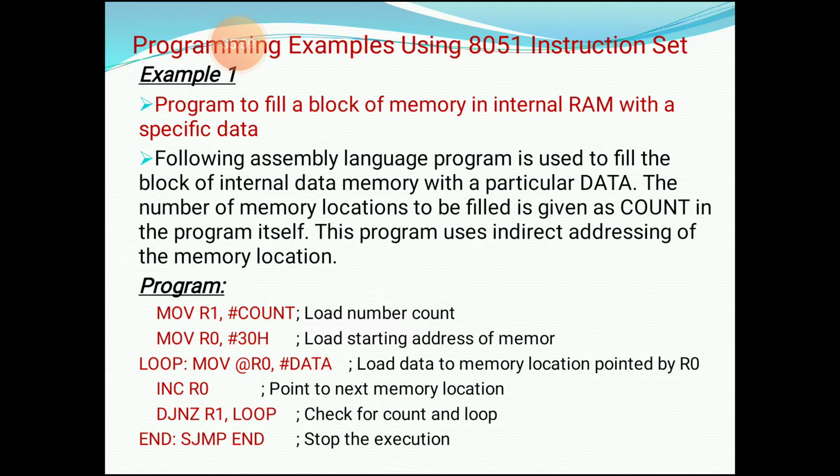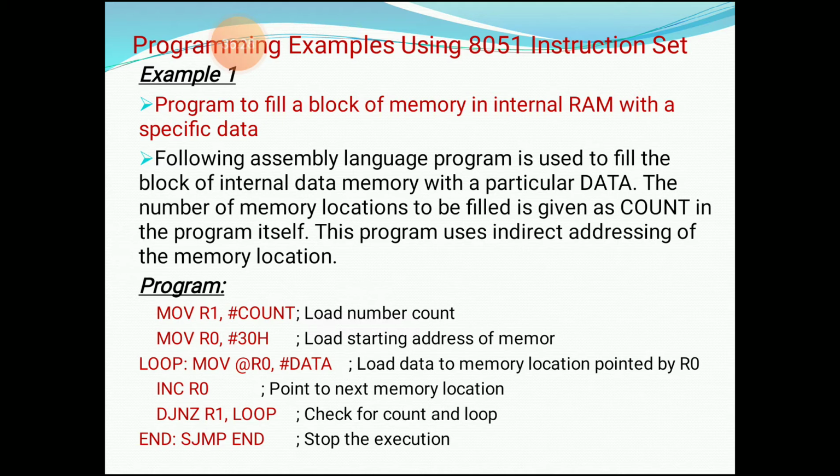Now example 1: write a program to fill a block of memory in internal RAM with specified data. This program is used to fill a block of internal data memory with particular data. The number of memory locations to be filled is given as count in the program itself. This program uses indirect addressing mode to access the data from the memory location.